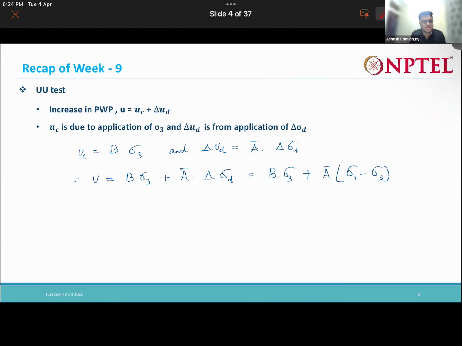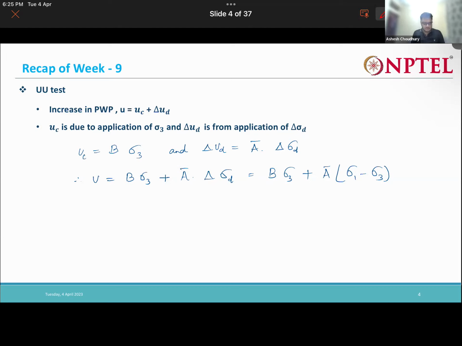And now we have the UU test. So in the UU test, the first stage also we are not allowing any consolidation. As soon as we saturate the soil, we do not allow any consolidation. My drainage valve is closed, so we raise the sigma 3 to a certain cell pressure, and then we start increasing our deviator stress. Okay, so we are not allowing drainage in both the stages here in the UU test. So it is a very fast test.